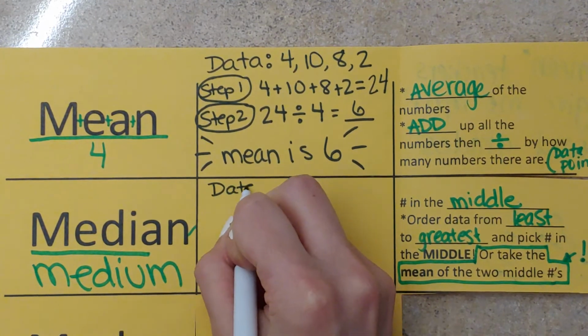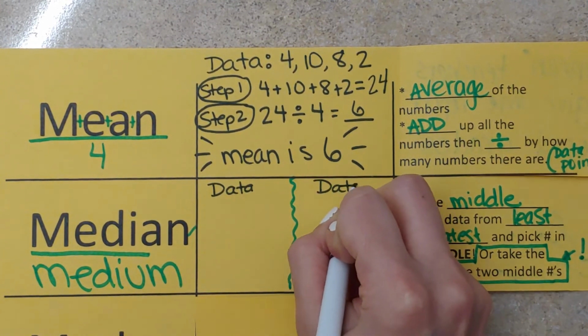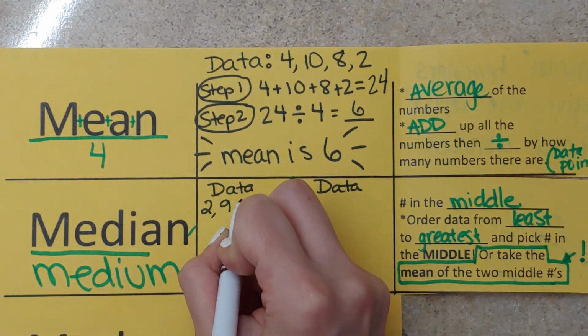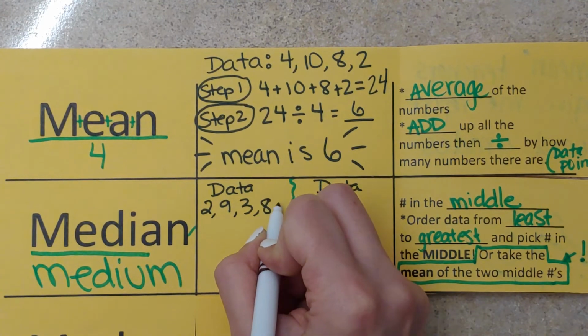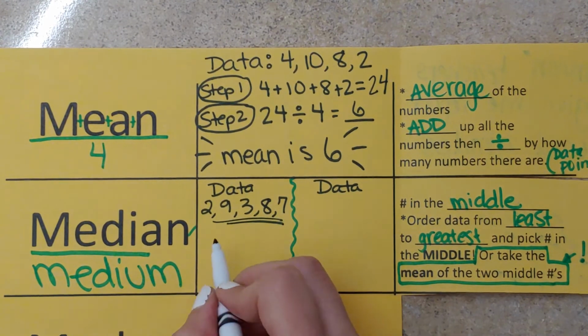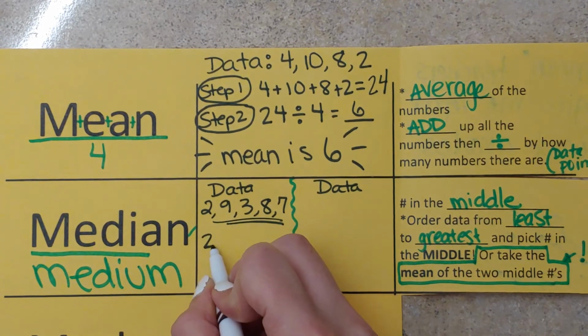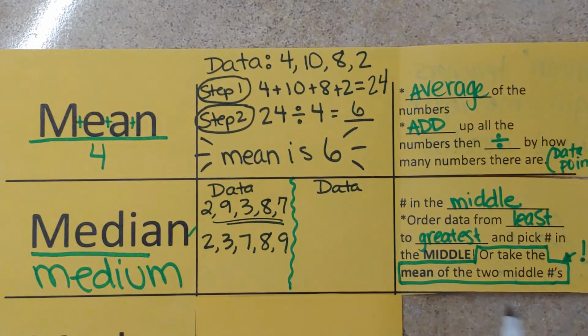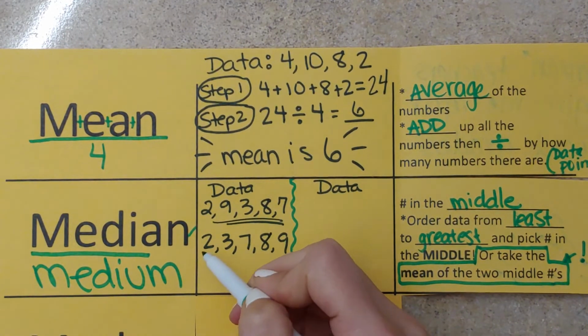Data for both. Okay, our data for the first set is going to be 2, 9, 3, 8, and 7. Okay, and our first step is to line them up from least to greatest. So we do that: 2, 3, 7, 8, and 9. And to find our number in the middle, we simply weasel our way in.